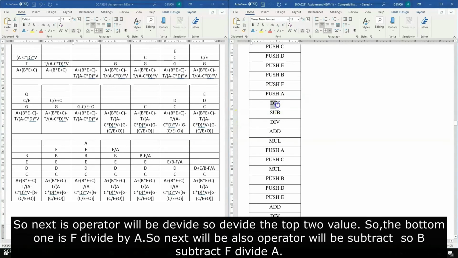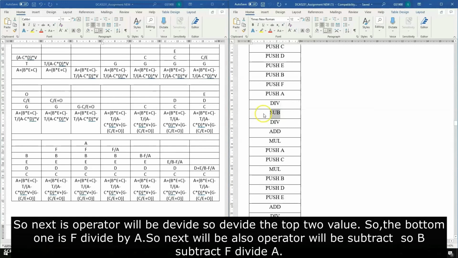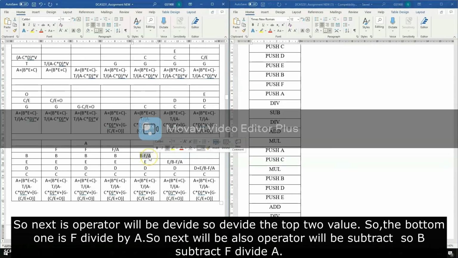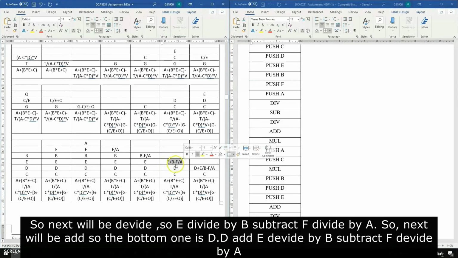So next is operator, will be divide. So divide the top two values. So the bottom one is F, F divided by A. So next will be also operator, will be subtract. So B subtract F divide A. So next will be divide. So will be E divide by B subtract F divide by A.